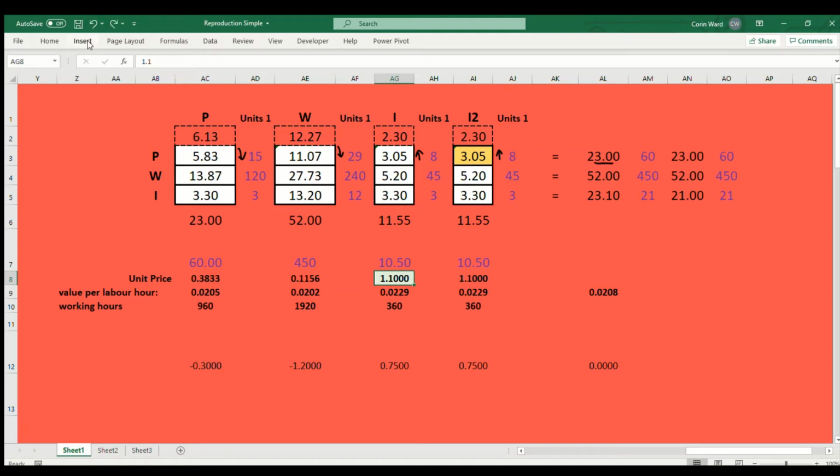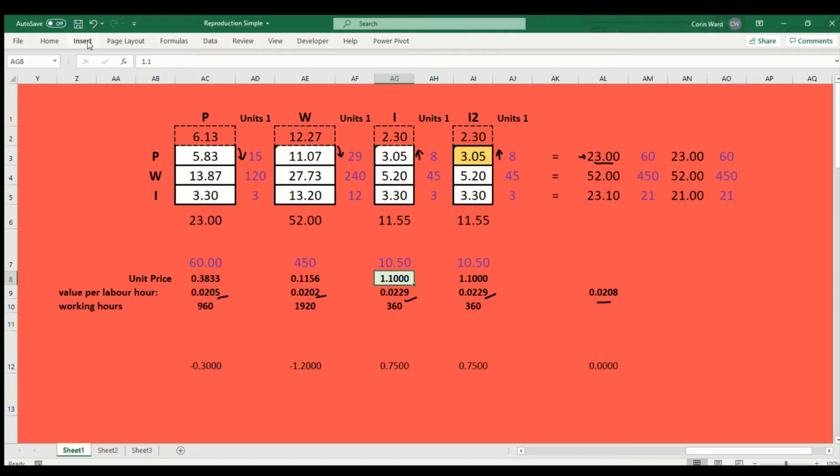So we can see that the original labour value per hour was 0.0208. And the workers in the wheat and the pig industry are now seeming to produce less value per hour. And the iron industry are seeming to produce more value per hour. But because the aggregate surplus hasn't changed at all, the differences between them are going to still total 0.